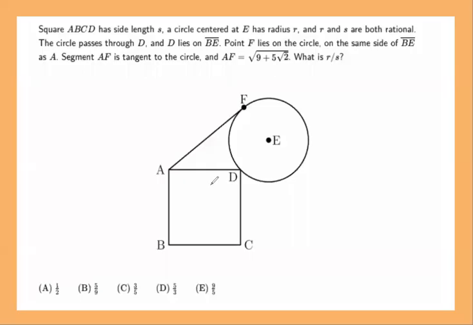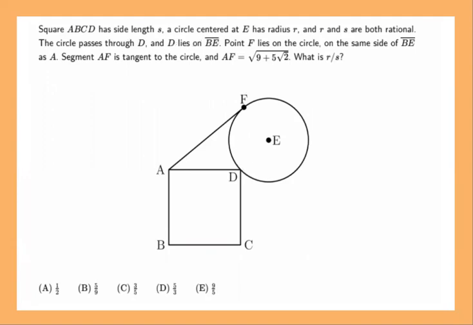Hello everyone. So we have a really nice geometry problem. This was an AMC 12 question. We have a square and a circle centered at E with a radius of R, and the side of the square is S, and both are rational numbers. The circle passes through D, which is right there, and that lies on BE.